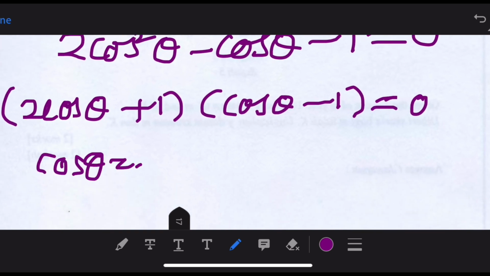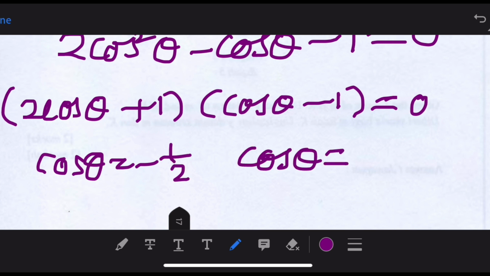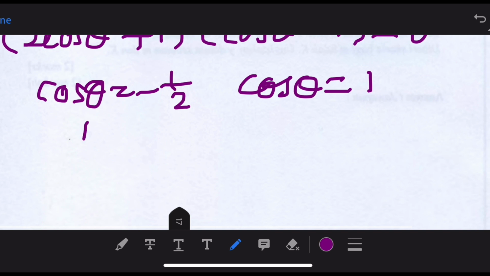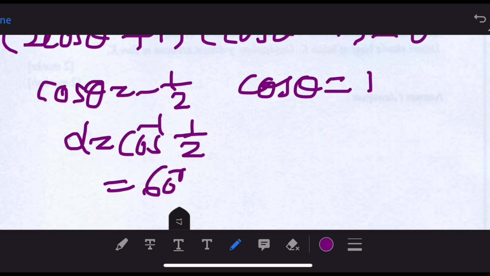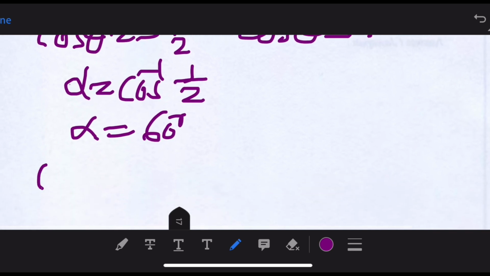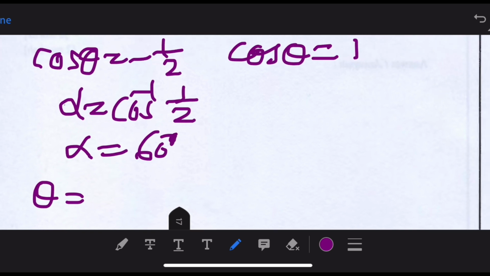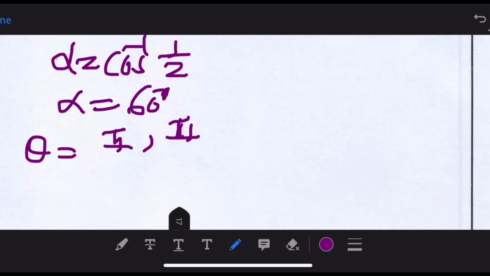So then the cos theta is negative 1 over 2 and the cos theta is equal to 1. So then you have to find the reference angle. Remember that? So the reference angle is always positive. So it's 60 degrees, and then you have to refer to the quadrants whereby cosine is negative, which are the second quadrant and the third quadrant. So it is actually at the second and the third.